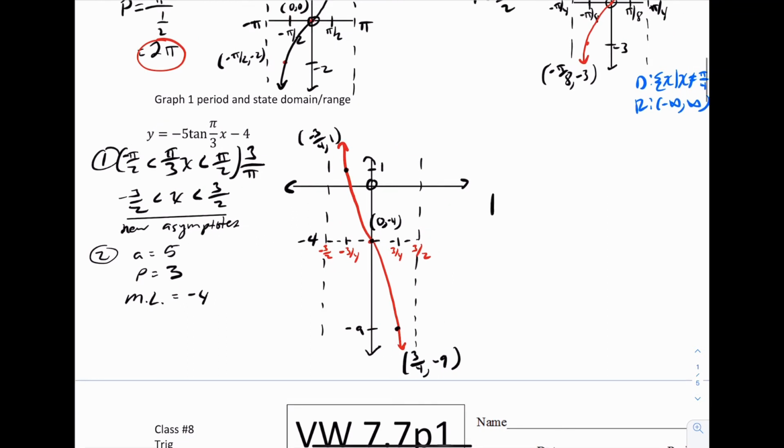Now for domain and range, again, the range is the easy part. That's just everything. And the domain is going to be all x, such that x cannot be, pick an asymptote. I'll pick 3 over 2, plus the period k, and the period is 3. And there's our tan graph.